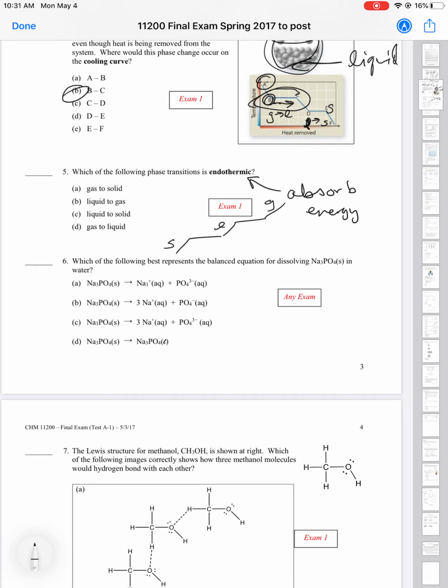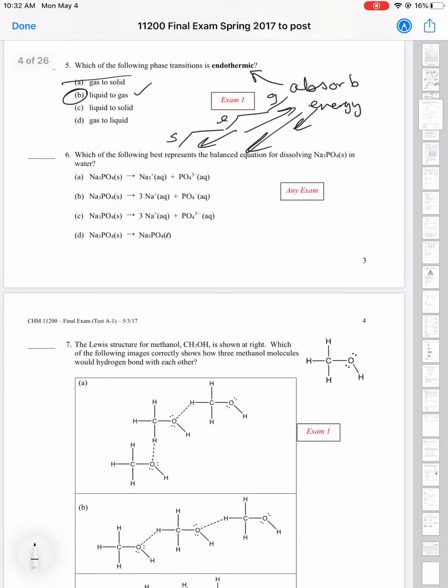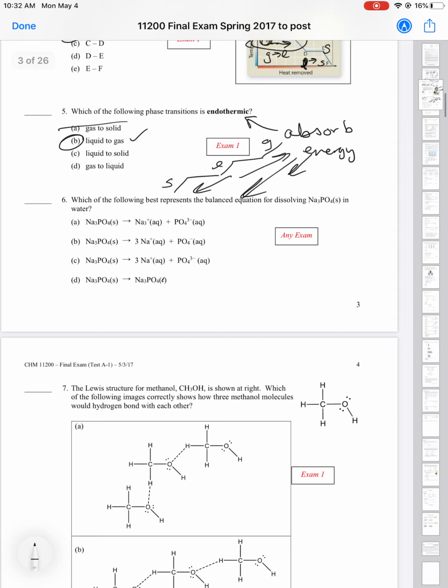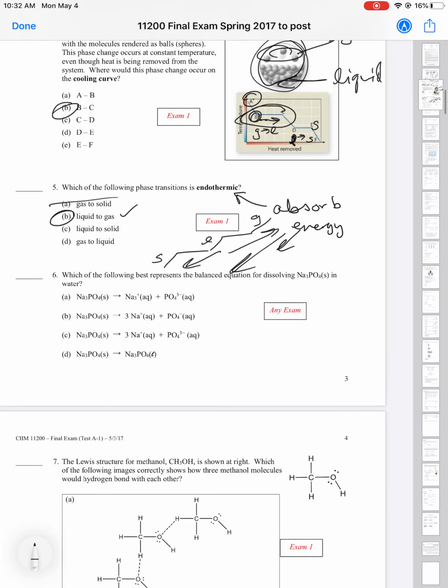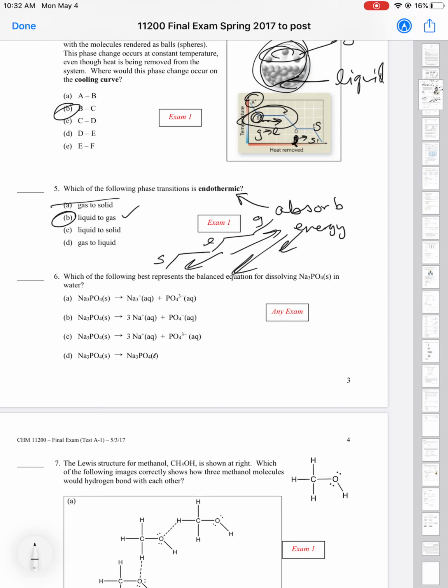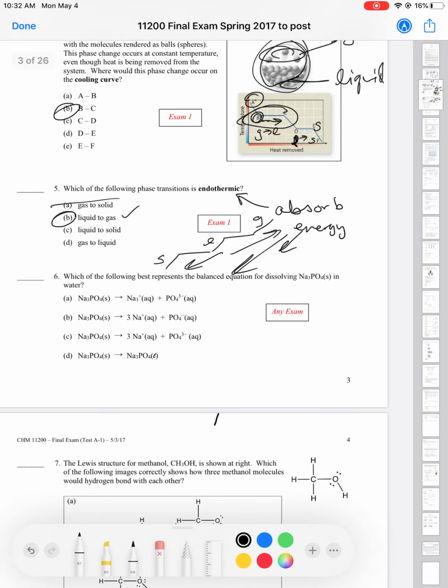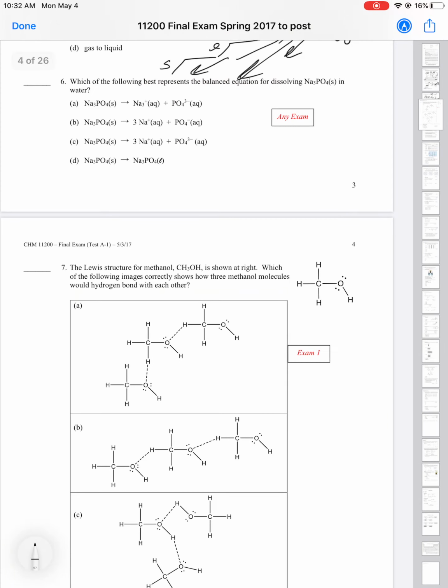So if we go from gas to solid, that goes this way. That's reducing energy. Liquid to gas, that goes this way. So that works. Let's check. Liquid to solid again goes this way, and gas to liquid again goes this way. So this is the only one that goes the opposite direction. So even if you didn't know what endothermic meant, you could still figure out that they're all going in the downhill direction, except for this one, which is going uphill. So you can always use the process of elimination if you don't know something.